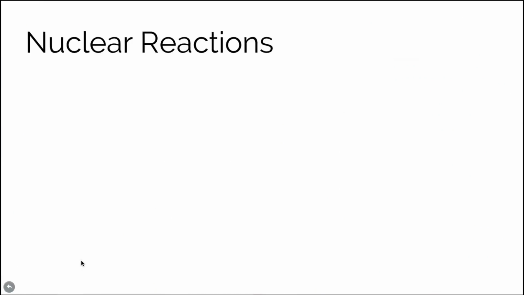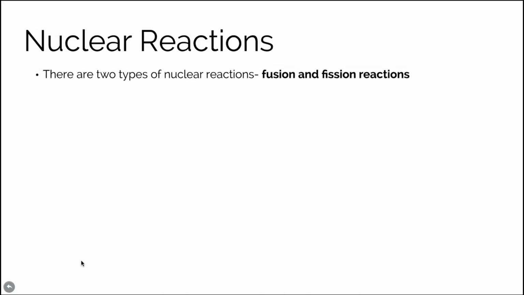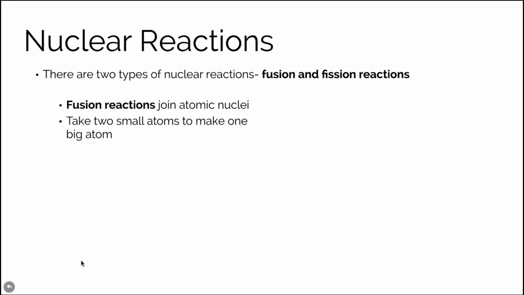Right, now let's move on to the different types of nuclear reactions that we can have. There's only two types of nuclear reactions that we need to know, and they are the fusion and fission reactions. Now for the fusion reaction, we're taking two small atoms and we are joining them together to make one larger atom.